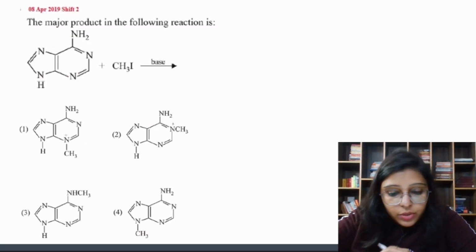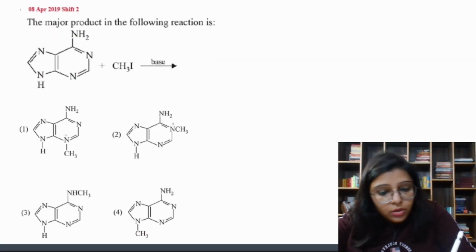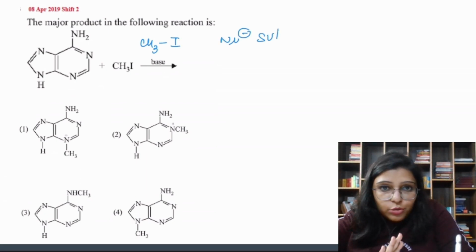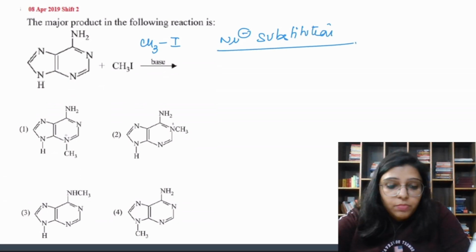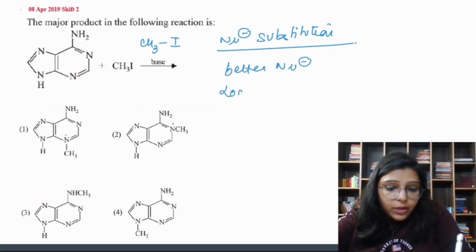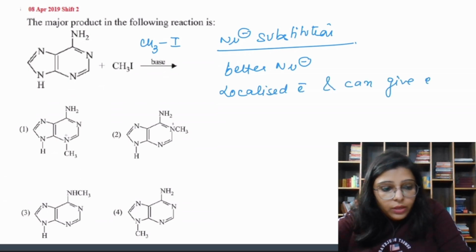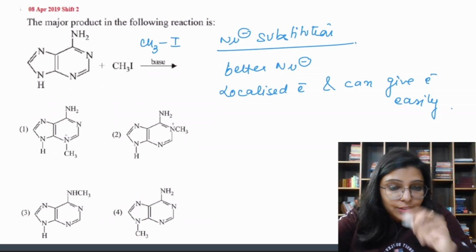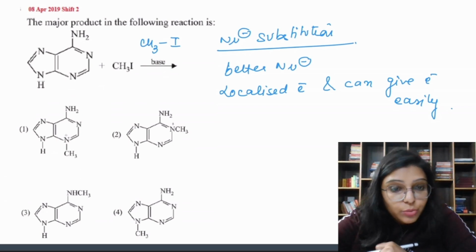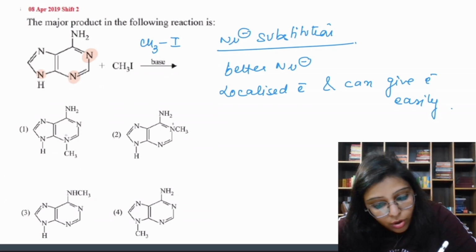Now next question, the major product in the following reaction is? So we have CH3I. So nucleophilic substitution we have to do. Nucleophilic substitution means we have to find out which one is the better nucleophile. For a better nucleophile, we should find the one with localized electrons that can give electrons easily. We have discussed similar kinds of questions in this chapter when we were discussing GOC questions. So see, these are localized. All electrons are localized, right? These are the localized ones.